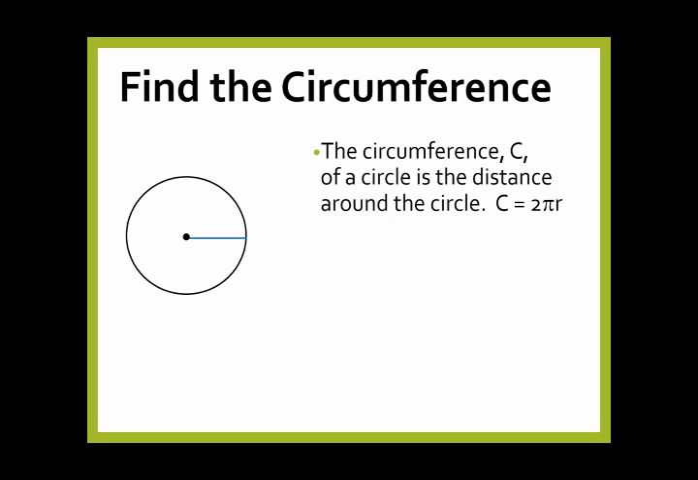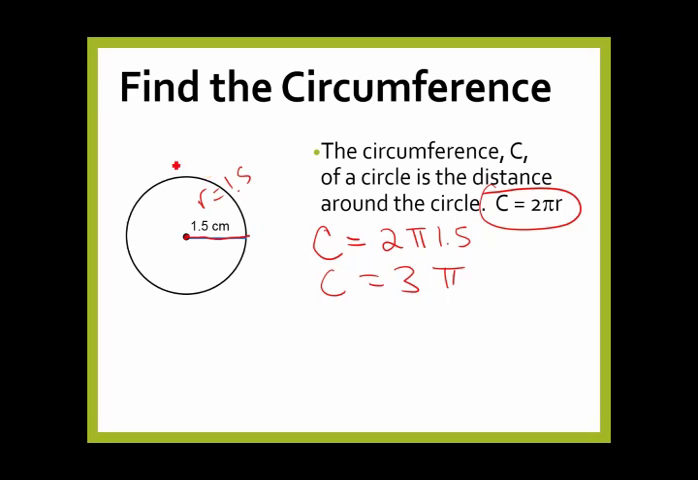Alright, so this is a problem. They want us to find the circumference, and we know the formula. We know circumference is equal to 2 pi r, and we know r is equal to 1.5. So they define the radius as: you find the center and you draw a straight line, and this is the radius. It's 1.5. So we know c, which is circumference, is equal to 2 pi, and the radius is 1.5. So we can keep the pi, and 2 times 1.5 is 3. So our circumference, the distance around, is 3 pi.